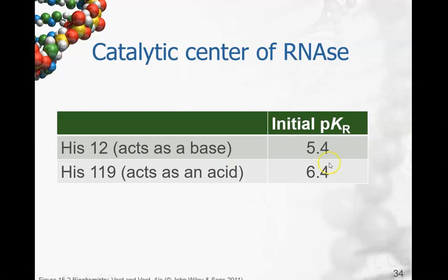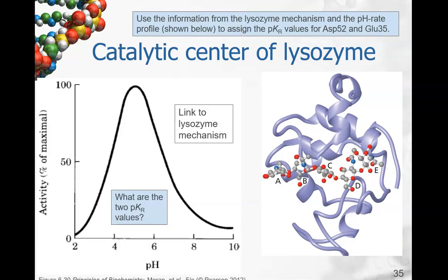So its pKa is higher, indicating a higher proton binding affinity, and also the pKa is greater than the pH optimum. So this histidine 119 starts out protonated. So the next thing we're going to do is let's do another one of those kinds of problems.